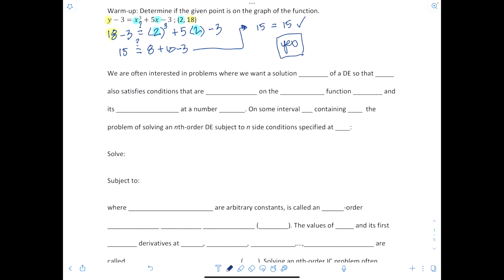Groovy? All right. We are often interested in problems where we want a solution, y of x, of a differential equation. Remember, DE is differential equation, so that y of x also satisfies conditions that are imposed on the unknown function, which is called y of x, and its derivatives.